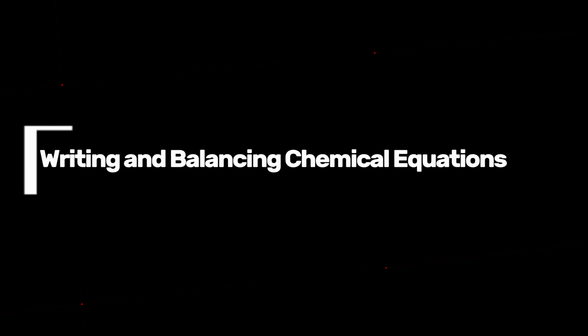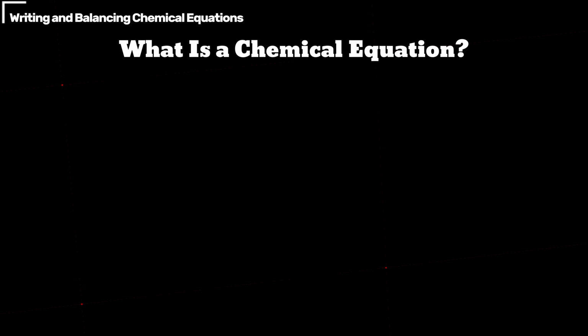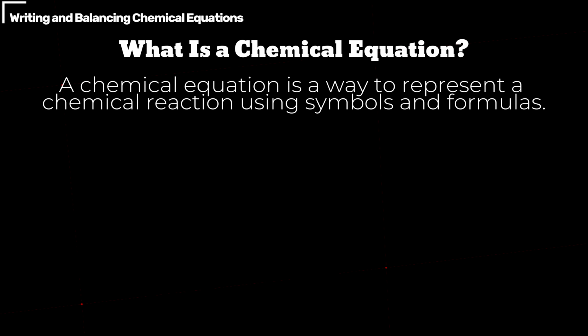Today we are looking at part 10 of Chemistry Explained series. Today we want to look at a very important topic: writing and balancing chemical equations. Today we will learn step by step how to write and balance chemical equations. But the first thing is, what is a chemical equation? A chemical equation is a way to represent a chemical reaction using symbols and formulas.